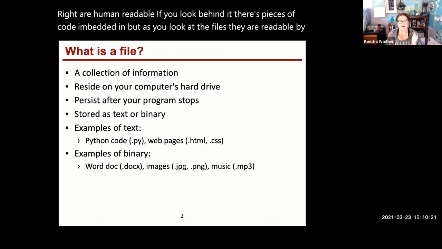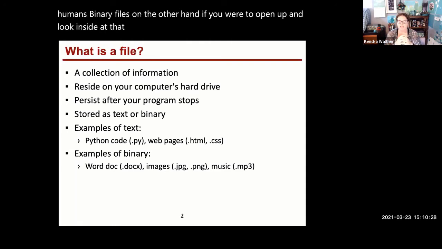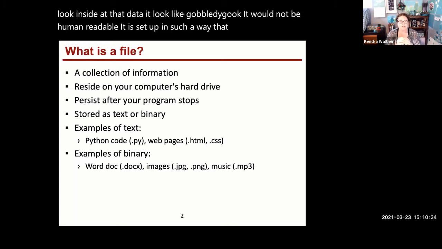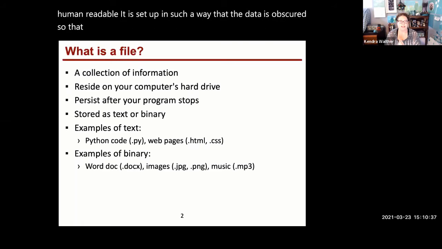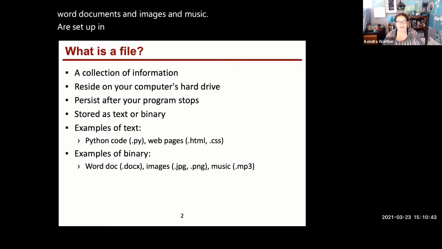Binary files, on the other hand, if you were to open up and look inside at that data, it looks like gobbledygook. It would not be human readable. It is set up in such a way that the data is obscured so that only certain programs could read that data. So Word documents and images and music are set up as files that contain binary data.